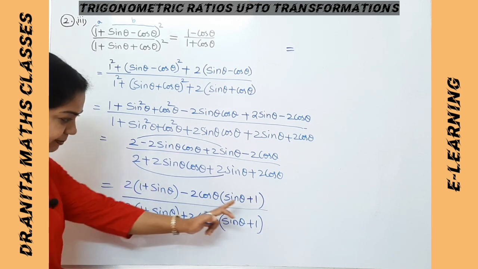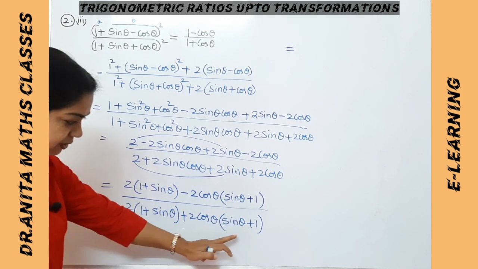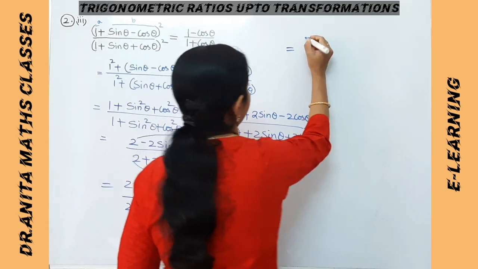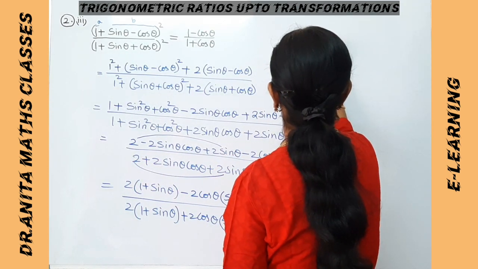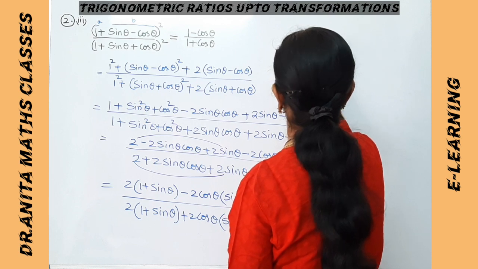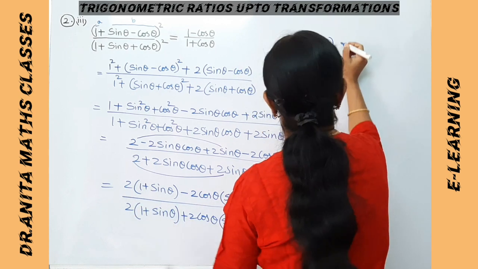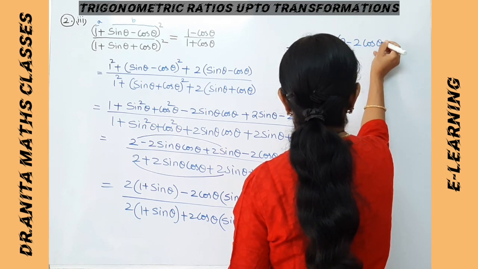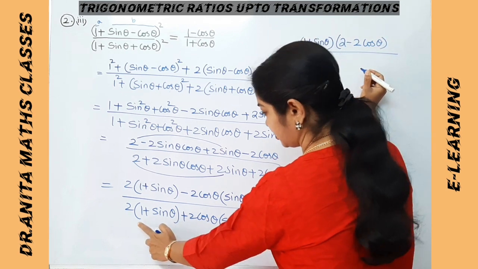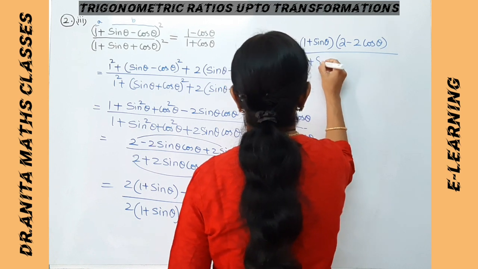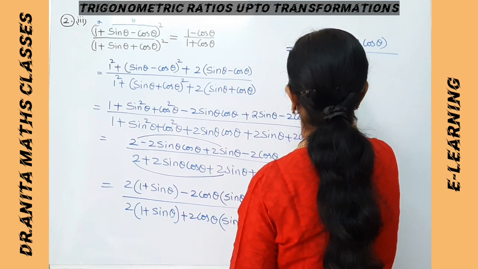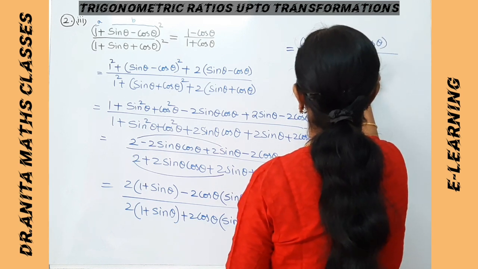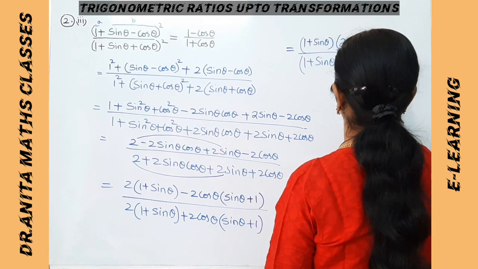So now here, 1 plus sine, 1 plus sine, 1 plus sine, 1 plus sine. In both the numerator and denominator, I can take 1 plus sine common, okay? 1 plus sine theta, I'll take it as common in the above. So that comes to 2 minus 2 cos theta in the numerator. In a similar fashion, we will take 1 plus sine in the denominator. Here 1 plus sine, you get 2 plus 2 cos theta.